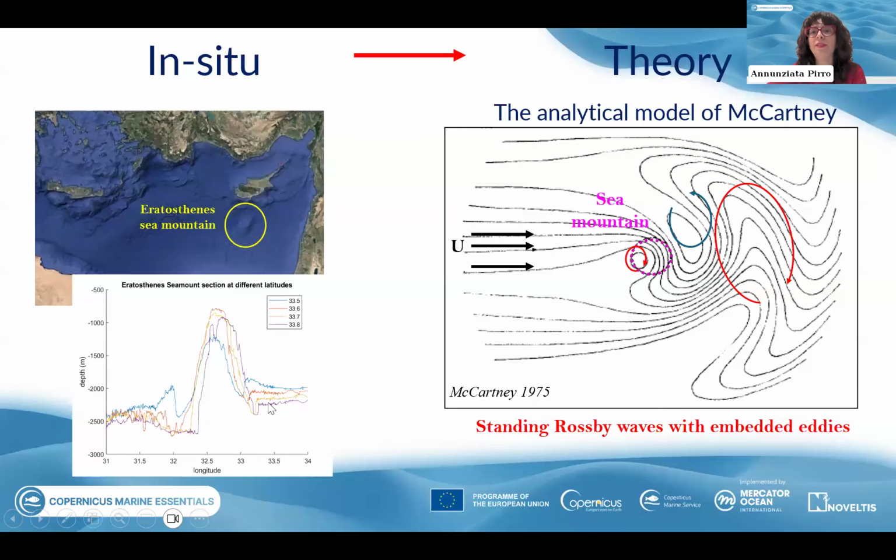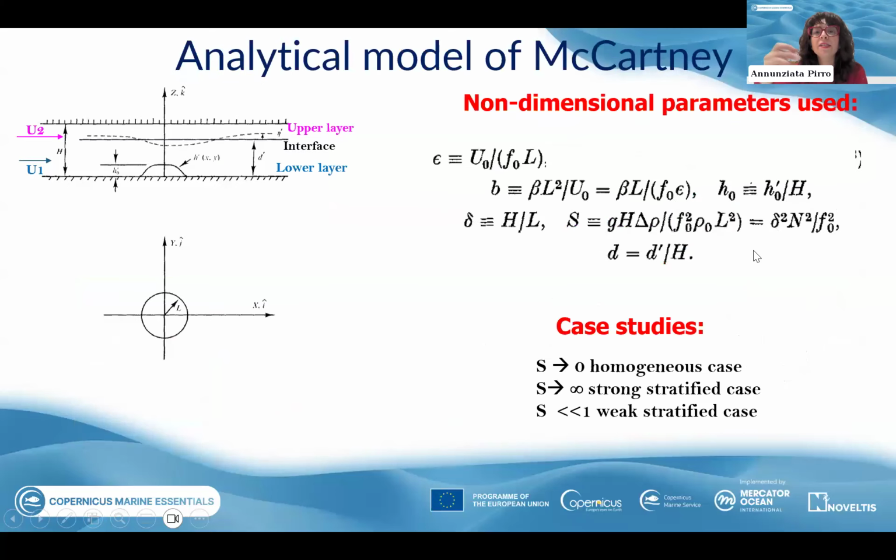Then I started to look at the theory. I asked myself, is there a mathematical formula that already simulates my problem? Yes, the answer is yes. In 1975, McCartney simulated a flow coming from the west, impinging over a seamount, and generating these nice waves and nice eddies. He simulated the ocean with two layers, an upper layer and a lower layer, with a circular seamount and an incoming flow, U1, U2.